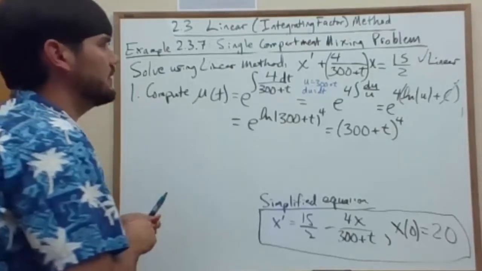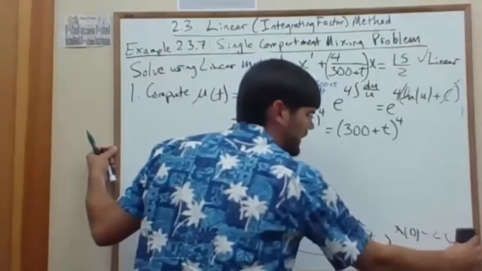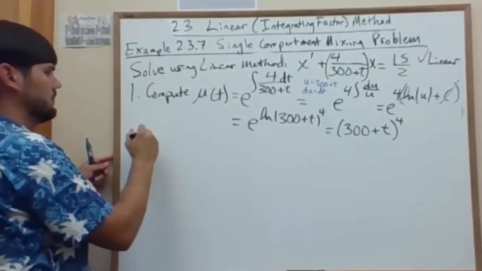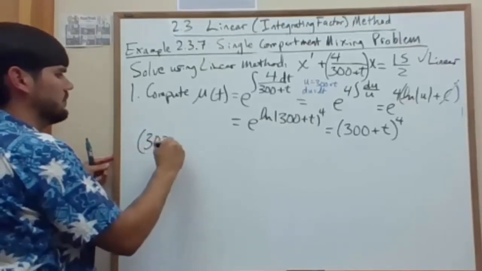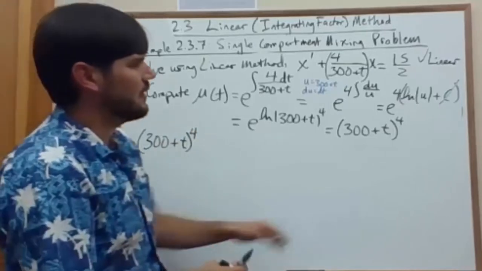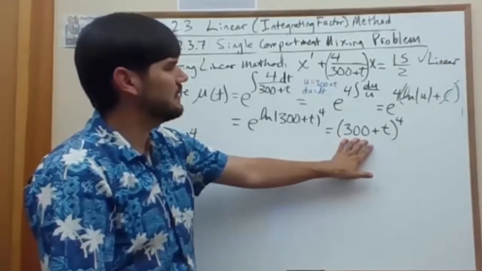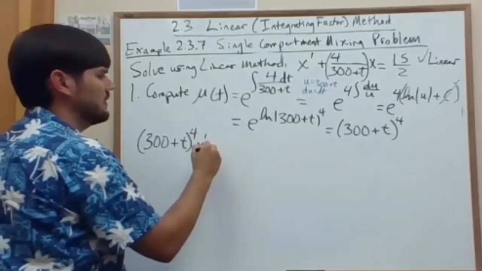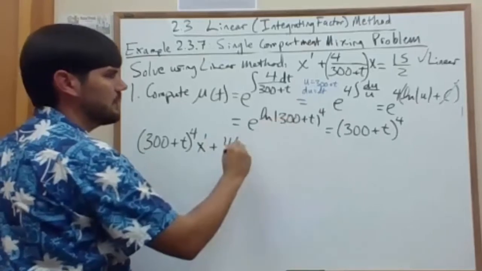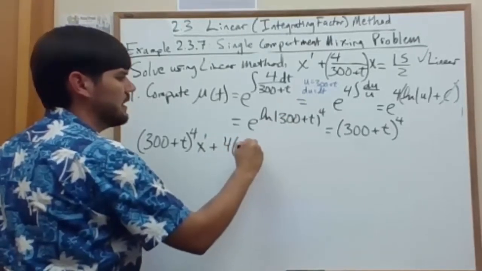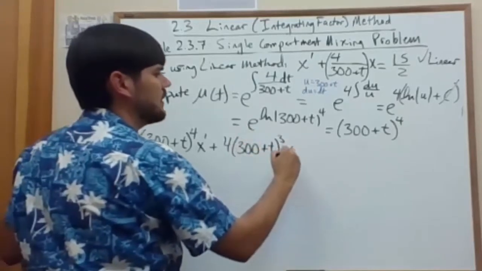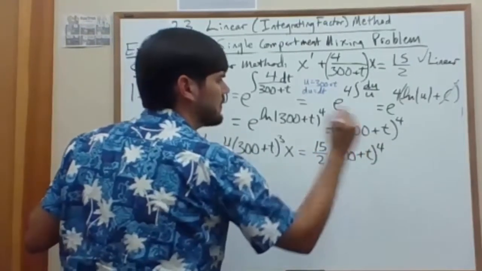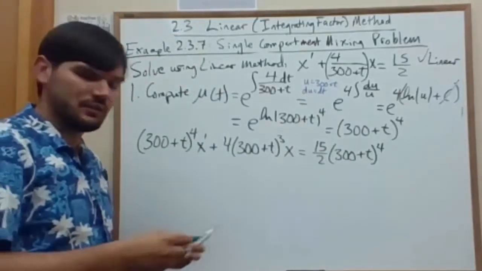Okay, so there's our integrating factor. Let's now take some room and multiply through by it. By the way, notice that we will have 4 powers of this 300 plus t multiplied through, and one of them will cancel with that p of t, leaving us with 3 of them, 3 copies, I should say, times x equal to 15 over 2 times all 4.